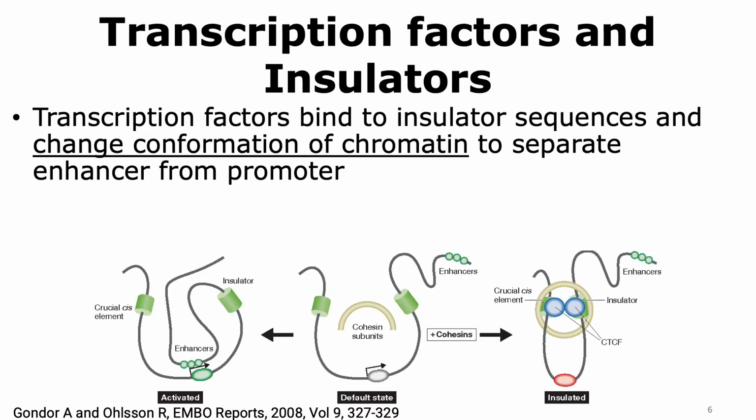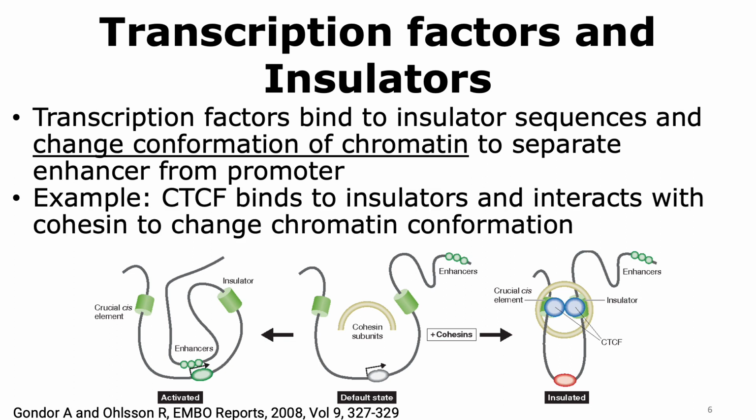Now, transcription factors can bind to insulator sequences to change the conformation of the chromatin and separate the enhancer from the promoter, and that is one of the mechanisms by which insulators do not allow transcription to occur. One of the well-studied proteins that can bind to insulator sequences is a transcription factor called CTCF, which binds to the insulators and interacts with cohesin, which can change the conformation of chromatin.